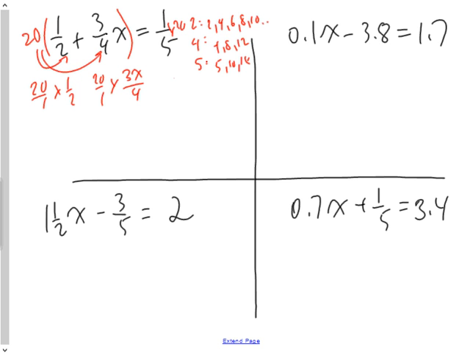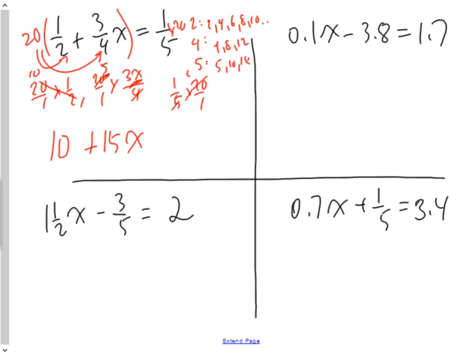And then 1/5 multiplied by 20/1. This is going to end up being 4. So 20 multiplied by a half is 10. Cross reduce here, you get 5. Now 5 multiplied by 3x, that's just a monomial times a monomial. That's going to be 15x.